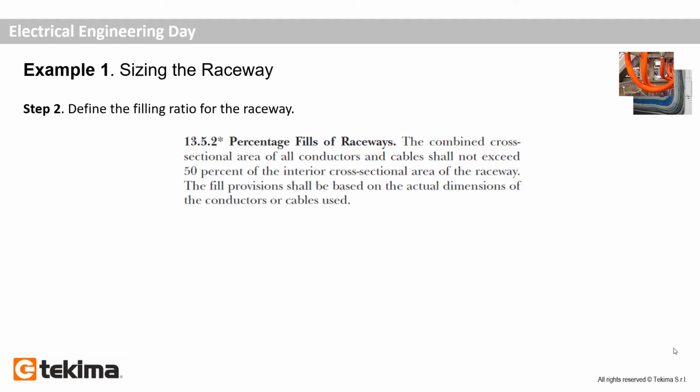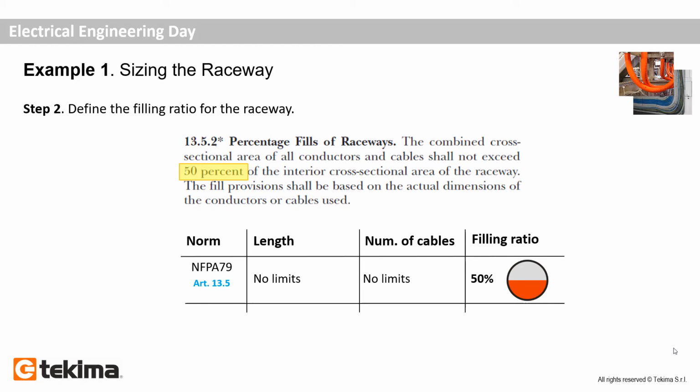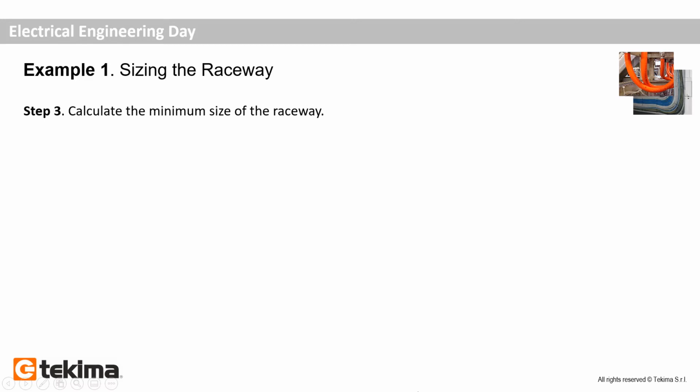What is the percentage of cross-sectional area of the raceway that we can use for the cabling? According to the NFPA 79, we can reach up to 50% of the interior cross-sectional area. We don't have any limits in the length and any limits in the number of cables contained. Step 3: calculate the minimum size of the raceway.